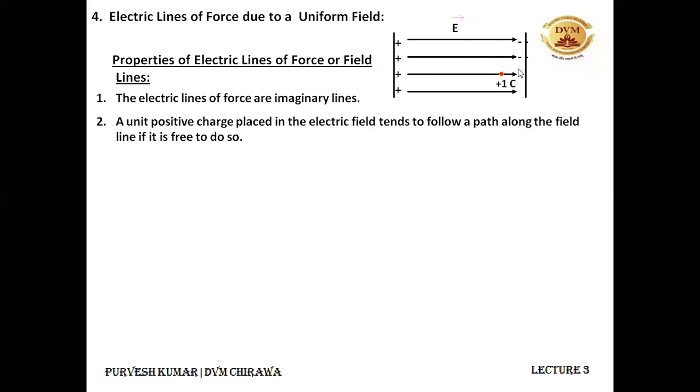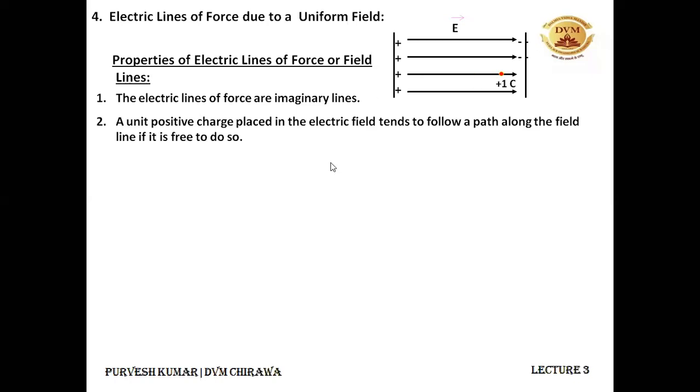See this thing? 1 coulomb charge, it is moving along this line only. So the unit positive charge will follow the path of the electric field line if it is free to do so. Again, you can see it. The charge is moving along this line only.